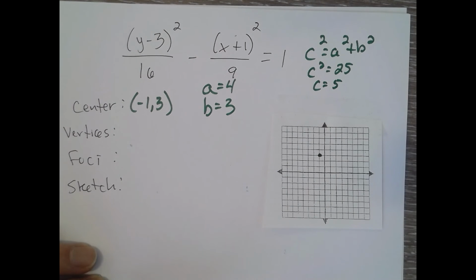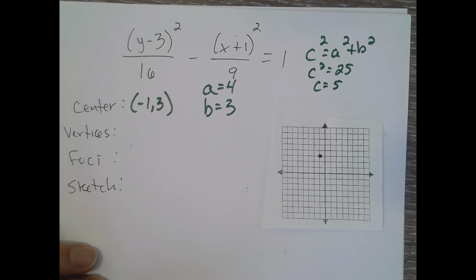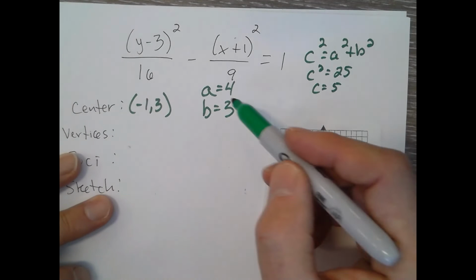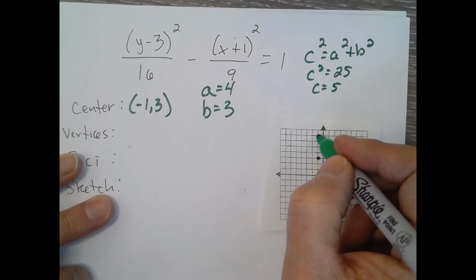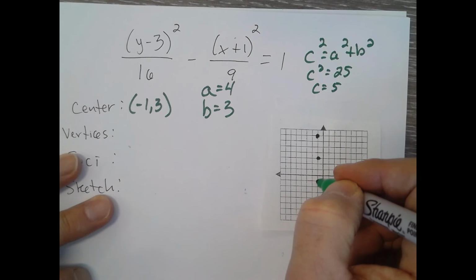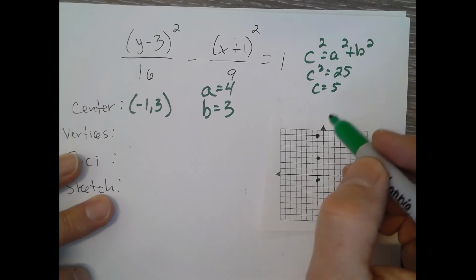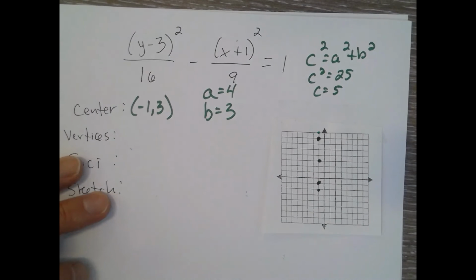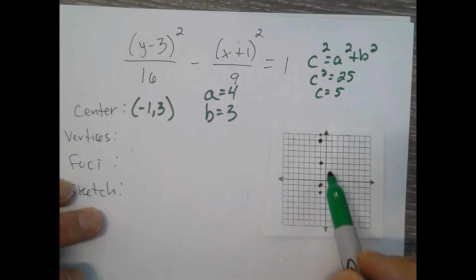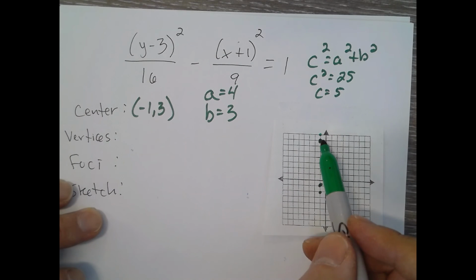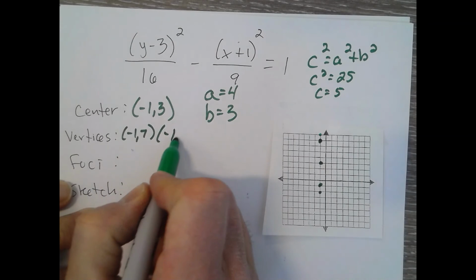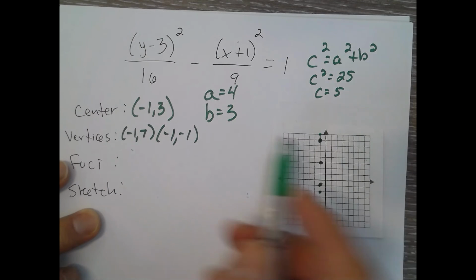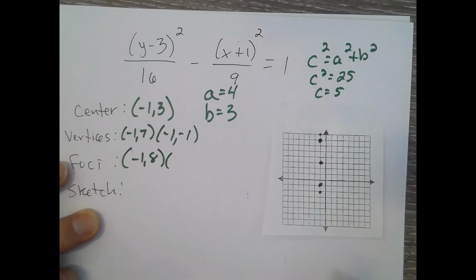Does this open up, down, or left, right? Up, down. Below the y is up, down. Opens up and down. Okay, so I'm going to go 4 up. 1, 2, 3, 4. There's a vertex. Down 4. And if I go 1 further, I have the focus. Focus doesn't help us much on our graph. So vertices: this is a vertex, (-1, 7), and (-1, -1). Foci would be one higher, (-1, 8), and one lower, (-1, -2).